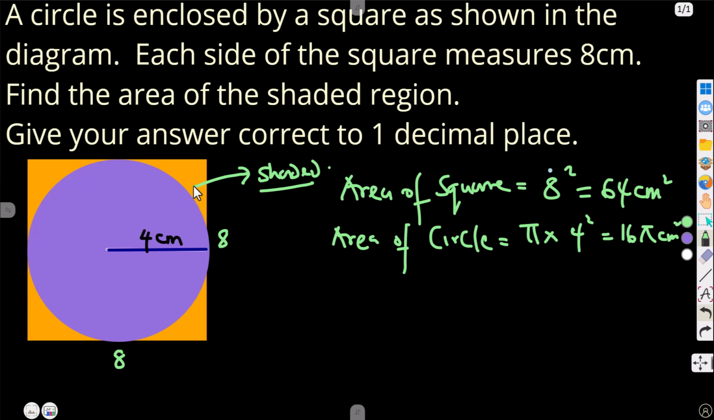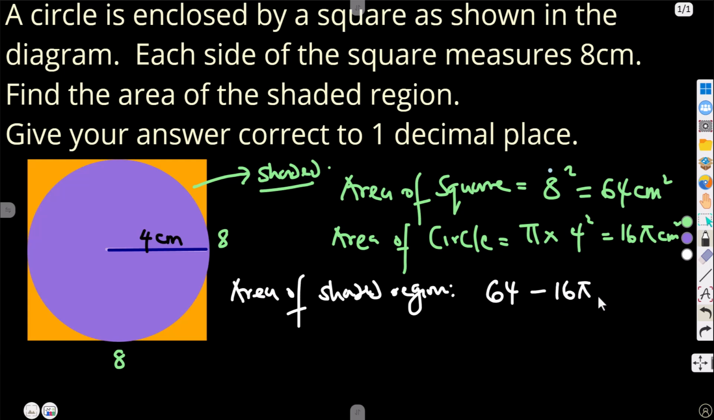So to work out the shaded part, which includes here and then here, you need to do the area of the square, subtract the area of the circle. So the area of the shaded region will be 64, which is the area of the square, subtract 16 pi, which is the area of the circle.